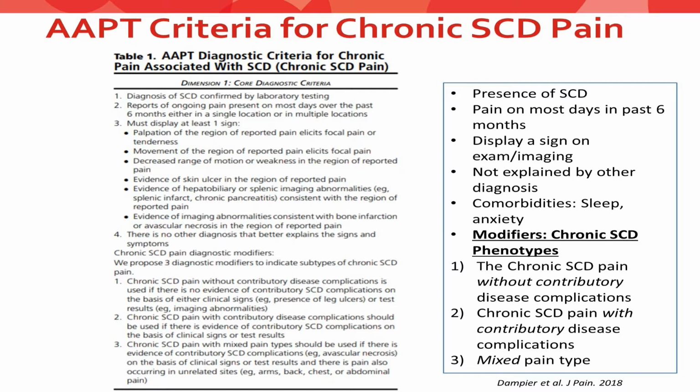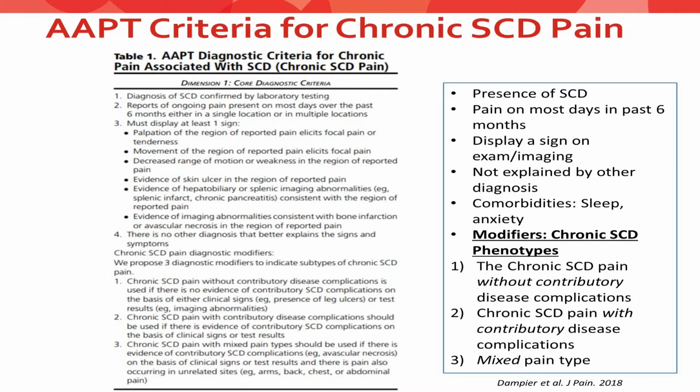So obviously, presence of sickle cell disease and pain, and also comorbidities in this population become very common. Patients who have chronic pain commonly have sleep disturbances, anxiety, and other things. Again, I think modifiers were very important here. Three kinds of chronic pain modifiers were described. The first is chronic pain when there is no contributory sickle cell complication, meaning your patient has multiple sites of pain, but we really cannot say why this person has pain in these areas.